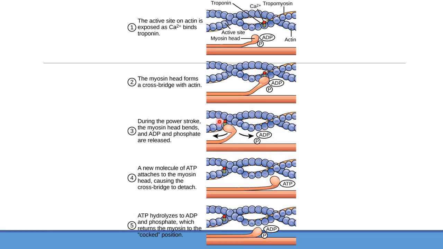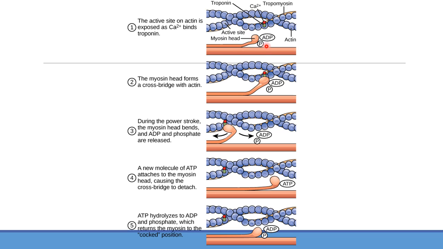So basically what you're seeing here is the active site on actin is going to be exposed as calcium binds to it. You can see where calcium kind of comes along. It's going to be binding to the troponin there, and then you're going to see the tropomyosin kind of move out of the way. Now you see these little indentations, these little blueberry looking things, and these are going to be the active sites where the myosin head is going to be attaching.